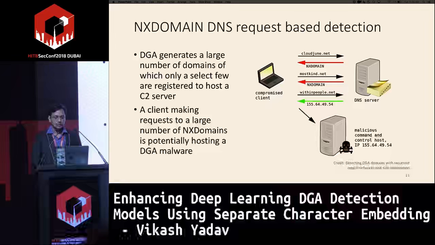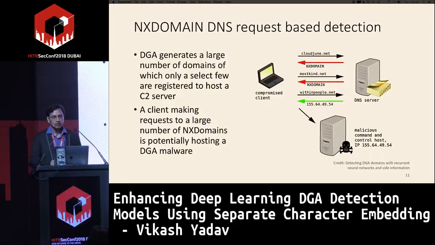NX domain DNS request-based detection. As I mentioned, DGA is a small program that generates a large number of these domains, and the hacker only registers a selective few of those domains. So the malware has to query the DNS to identify which of those generated domains are actually registered. And once it finds a domain that's registered, it's going to use that domain to start communication with the C2 server.